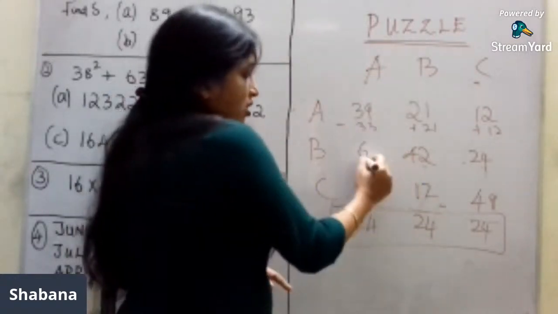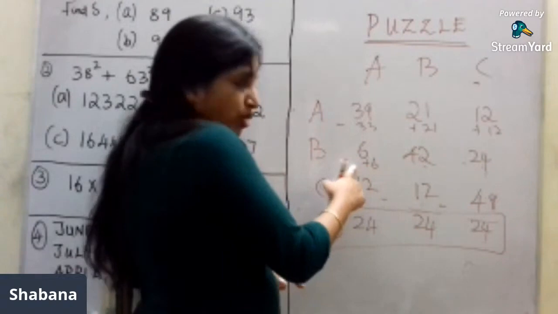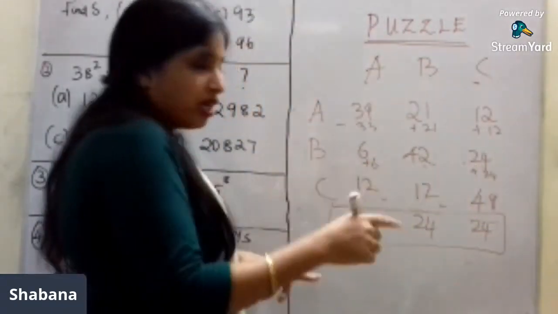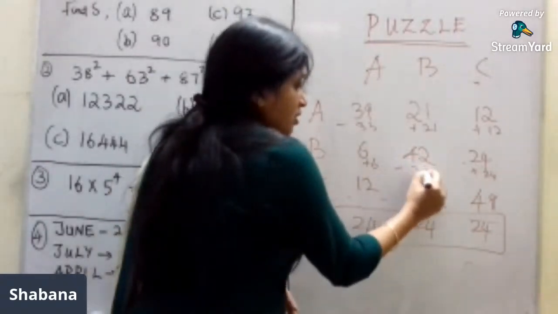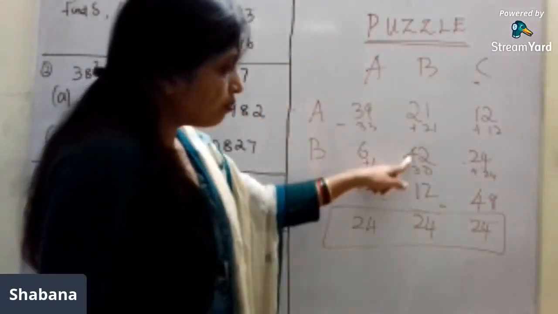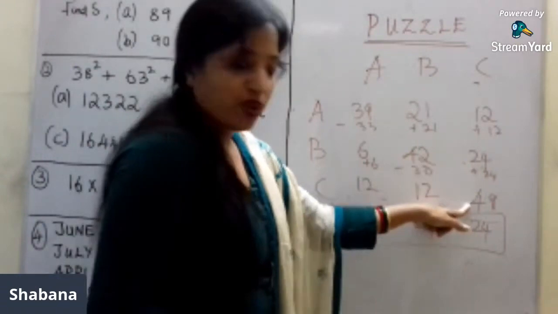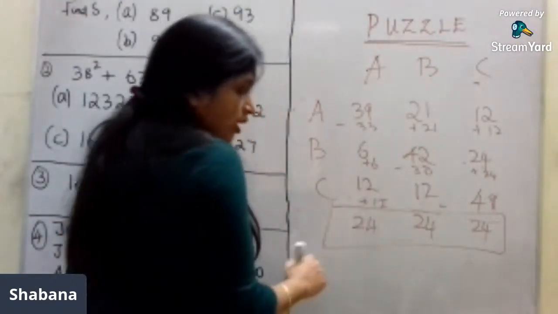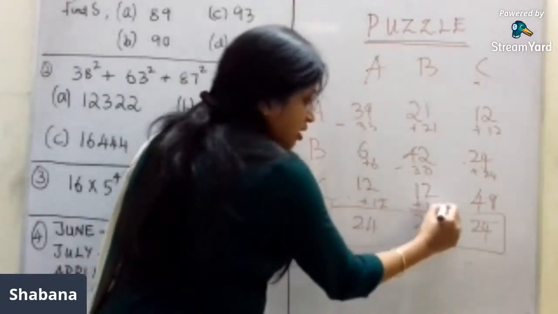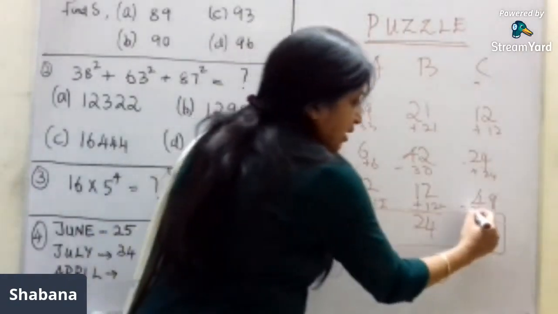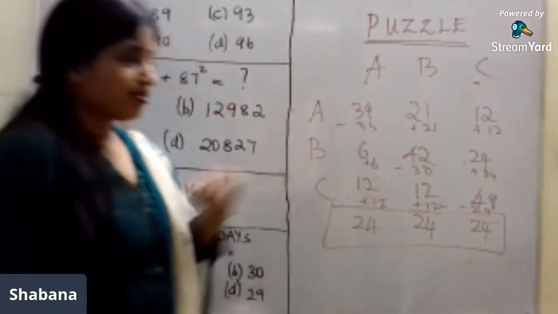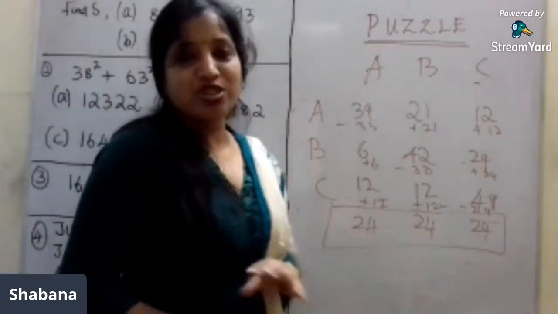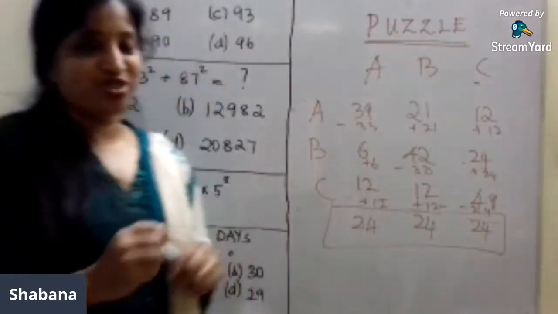Now it is B's turn. It has given 6 tractors to A and 24 tractors to C. So 6 plus 24 is 30, so it has given 30 tractors. Now 12 minus 30 is 12, plus 48. Now it is C's turn. C has lent 12 tractors to A and 12 tractors to B. So 12 plus 12 is 24, so minus 24 is 24 again. So ultimately A, B and C have 24 tractors each.